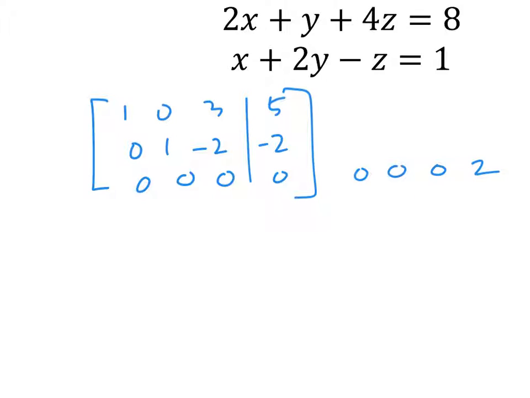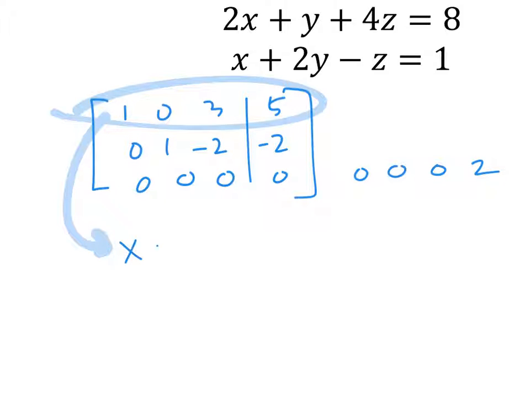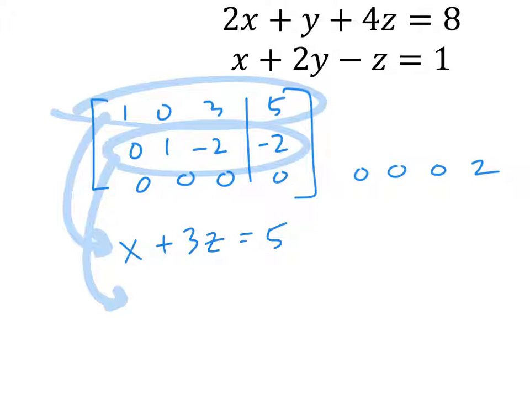Okay, so if we rewrite this, the first becomes x plus 3z equals 5. The second one becomes y minus 2z equals -2. That's it. Remember, to solve three variables, you need 3 equations. If there are only 2 equations, you cannot solve.